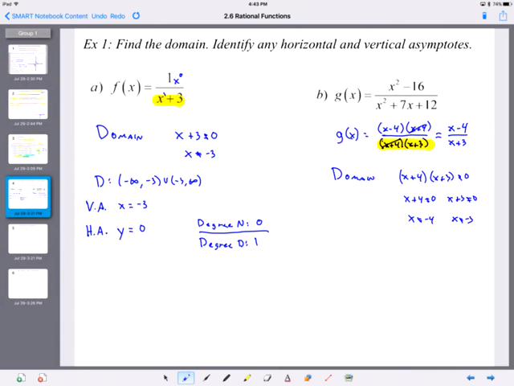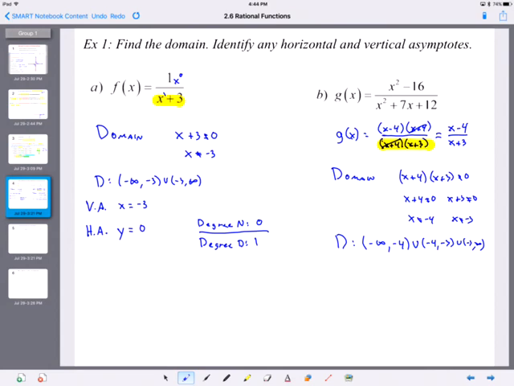-4 and -3. So your domain, and if we're going to do this in interval notation, it's going to be a little bit longer because we have 2 breaks. So -infinity to -4. And then we'll pick it back up from -4 to -3. And then from -3 to infinity.